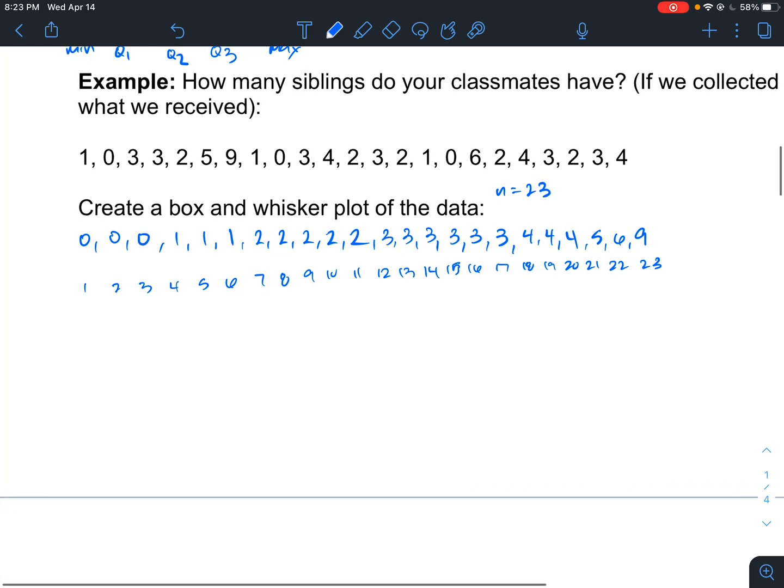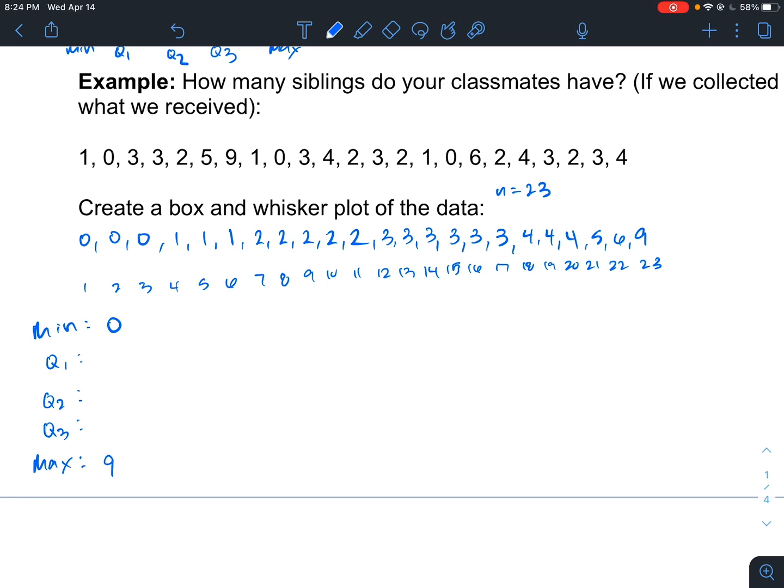And we want to create a box and whisker plot. Now, we need to find the 5-number summary. So we need to find the minimum, first quarter, second quarter, third quarter, and the max. Now, the minimum is the smallest value, so this one has to be 0. The maximum is the highest value, so this one would have to be 9.